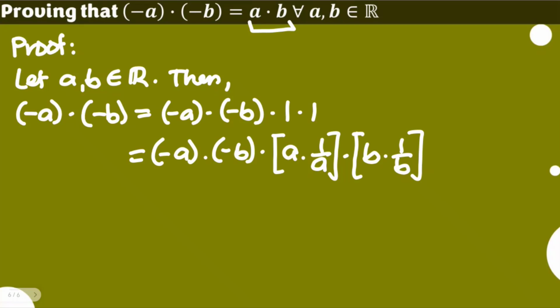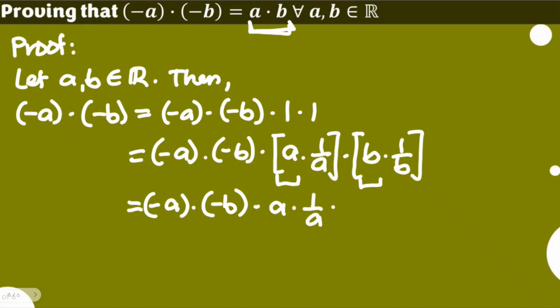We are doing this because we can see that we now have positive a and positive b in this expression, which is the goal of our left-hand side. So we just need to apply other properties of real numbers in order for us to arrive at that. Let me do it like this: negative a times negative b. Let me remove the grouping symbol. Times a times 1 over a times b times 1 over b.